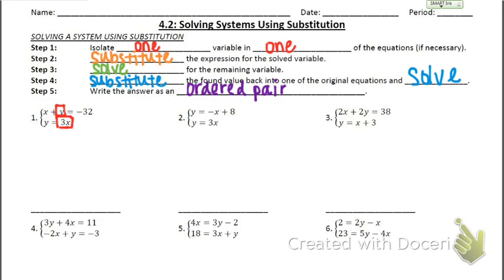And we're going to rewrite that first equation. So that first equation becomes x plus y. But y is actually what? 3x. So x plus 3x equals negative 32.